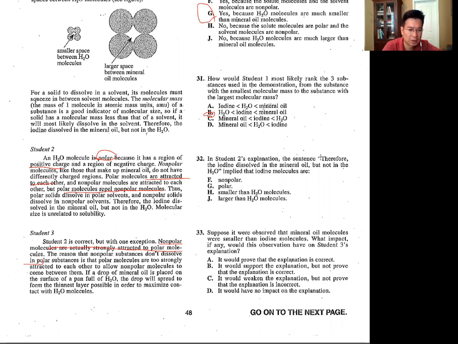32, student 2 explains the reason iodine dissolved in mineral oil but not in the water. Polar, not non-polar, and polar. So H and J are wrong. We can find that H2O is polar, and if it is polar, it doesn't attract non-polar, right? Iodine is non-polar. That's why it doesn't attract. This is F.